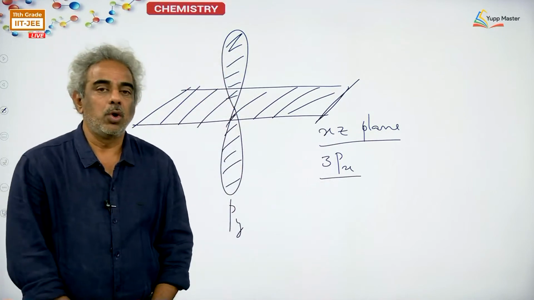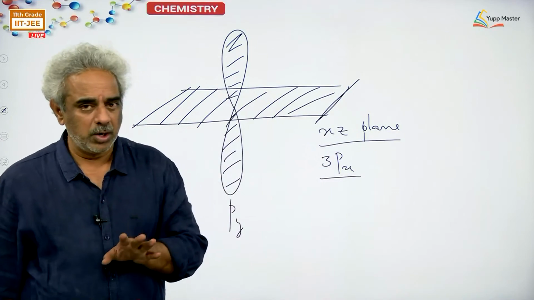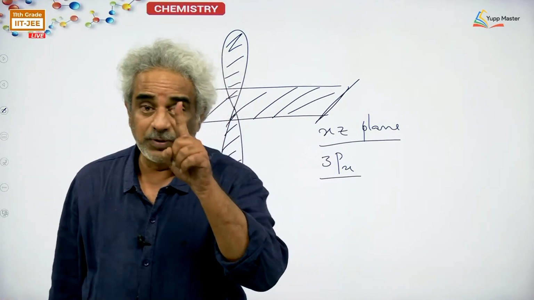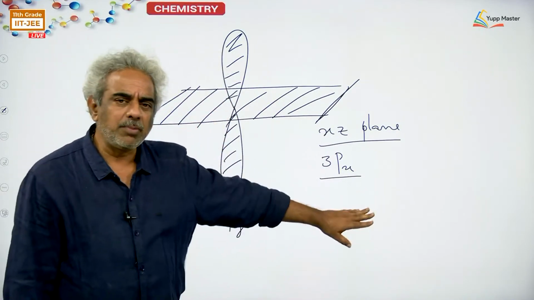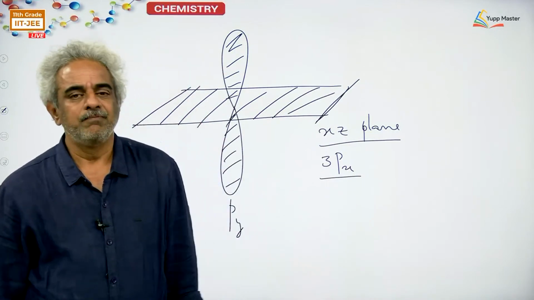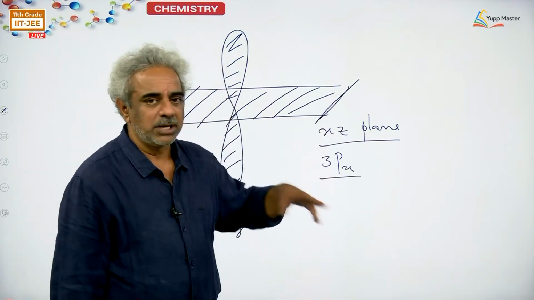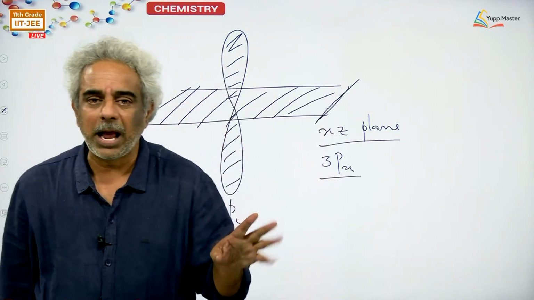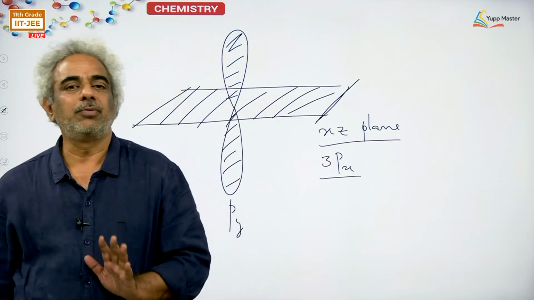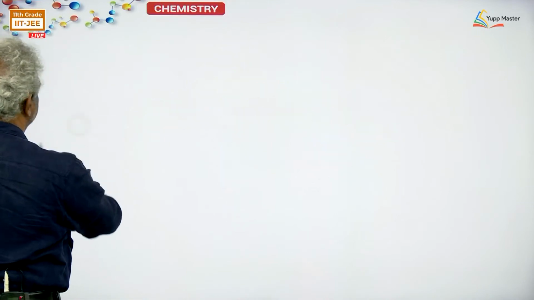How many total nodes are there? For 2p there is no radial node. For 3p there is one radial node. And whatever the p, there will be one angular node, one nodal plane. Every p orbital contains one nodal plane. So this 3p has one radial node and one angular node. Like that we tell. Now my dear students, let us go to d orbitals.